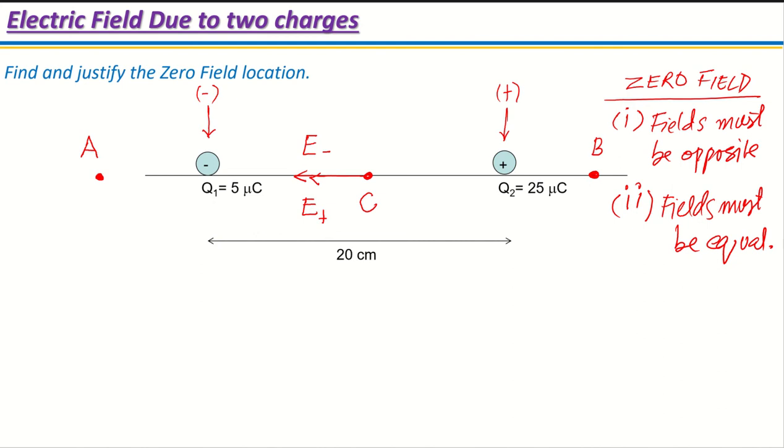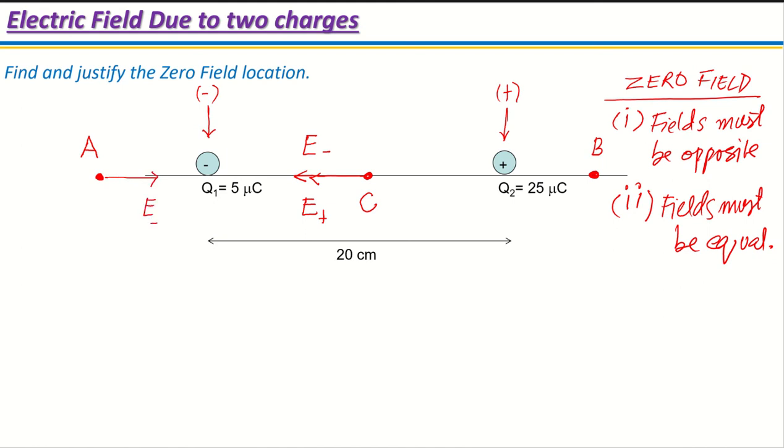But here, for two oppositely charged, one negative, one positive, we cannot have a zero field between the charges. So now, what about A and what about B? For A, the electric field due to the negative charge is towards the charge. I write it as E negative.